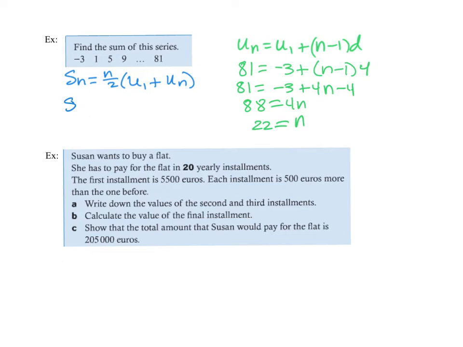Now we have everything we need to find the sum of the first 22 terms. That's going to be 22 divided by 2 times the first term of -3 plus the last term, which is 81. That's just arithmetic that can be done on a calculator, and the sum of the first 22 terms is 858.